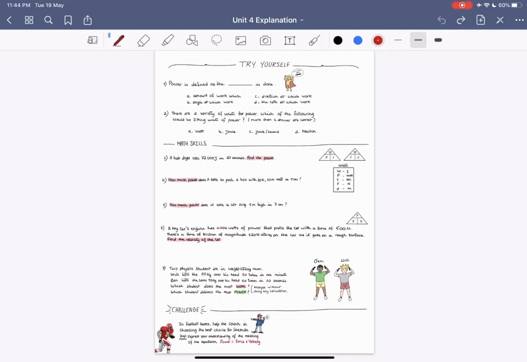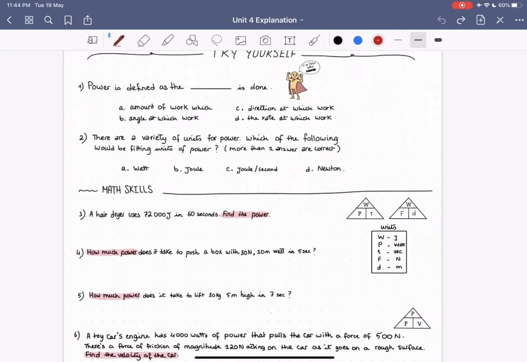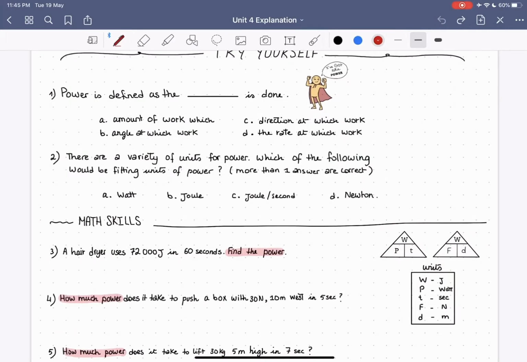I need you please to pause the video every time before seeing the answer key, and try to solve it by yourself. Okay? So the first question and the second question are direct application.